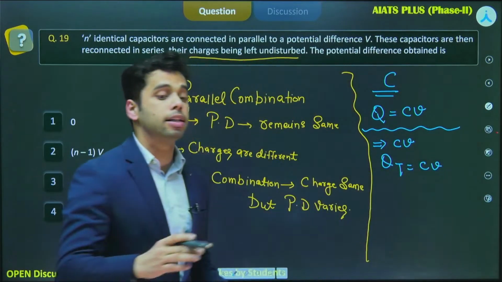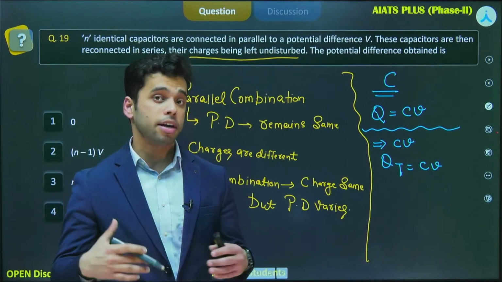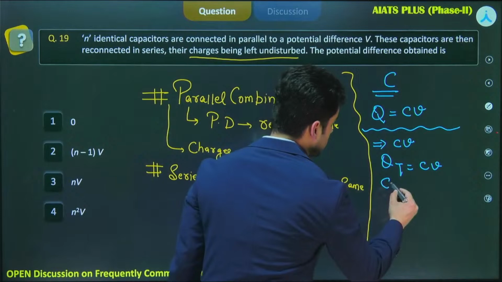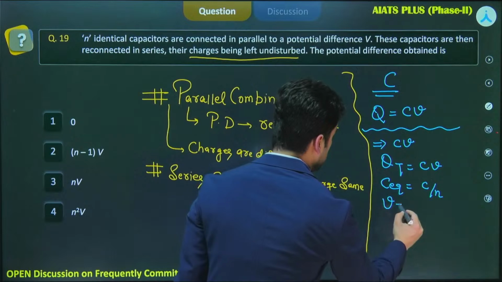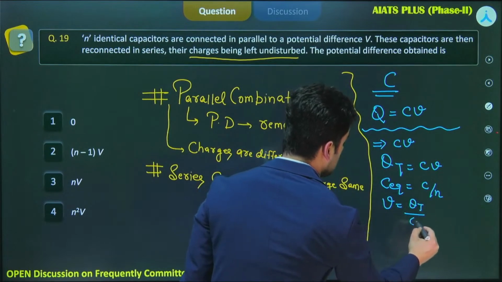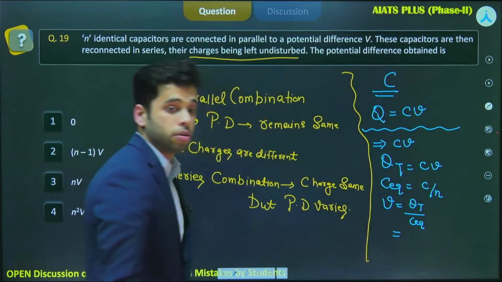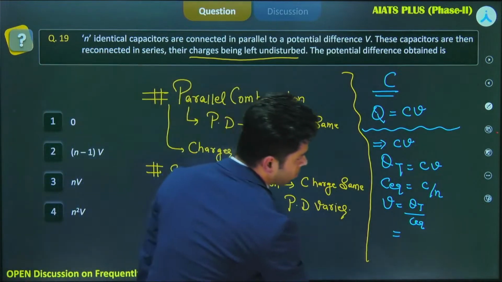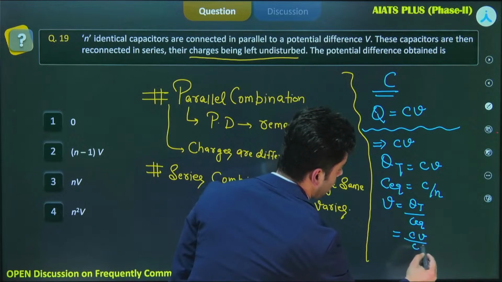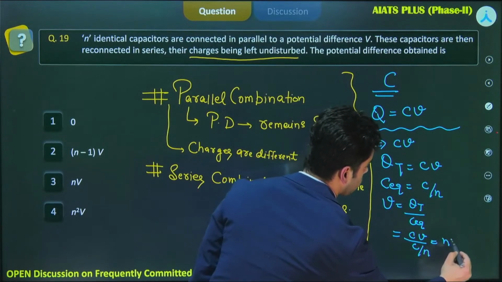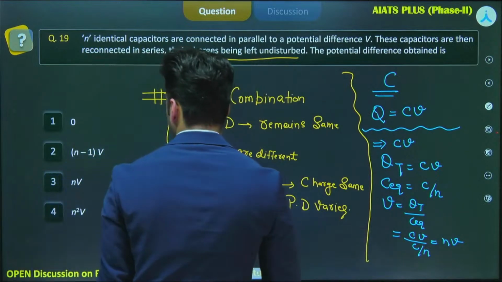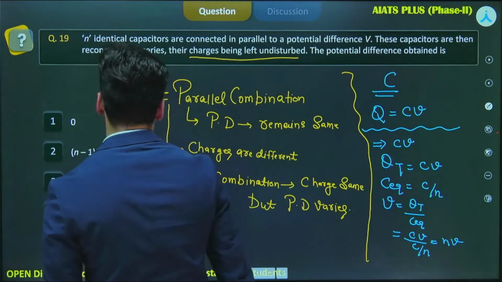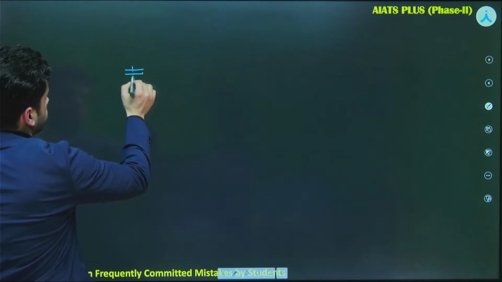And since they are connected in series combination, the equivalent capacitance will be equal to C by n. So potential difference will be equal to Q total by C equivalent, right? So what is Q total? It is CV over C by n, that is equal to n times V. n times V, right? That means the correct answer to this problem should be option 3.